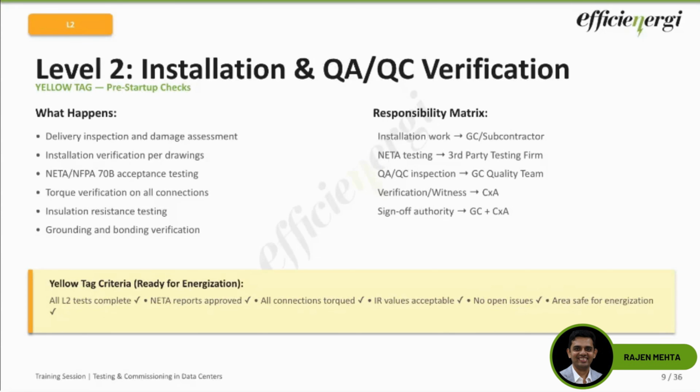And the criteria is listed over there for L2 to be complete, for the yellow tag to be applicable. All L2 tests have to be completed, NETA reports approved, IR value is acceptable, no open issues, and the area is safe for energization. That's the criteria for getting the yellow tag. Once the yellow tag is issued, we can proceed to L3, that is energization.